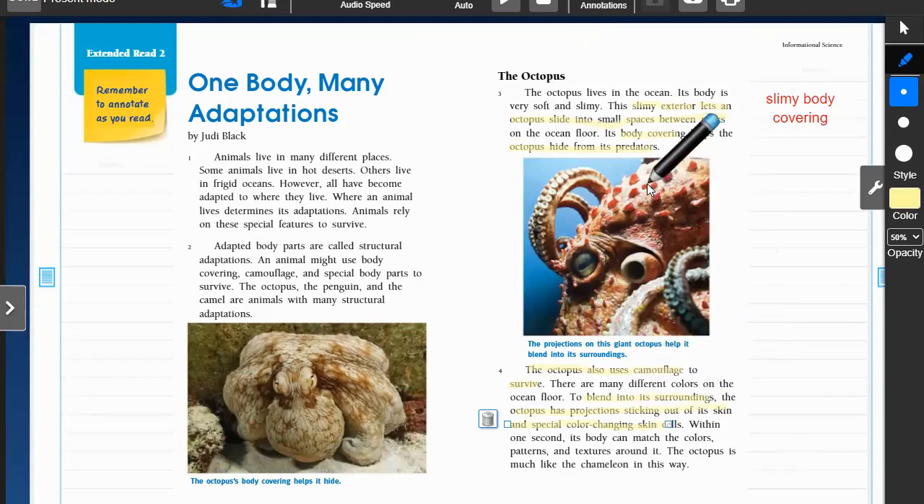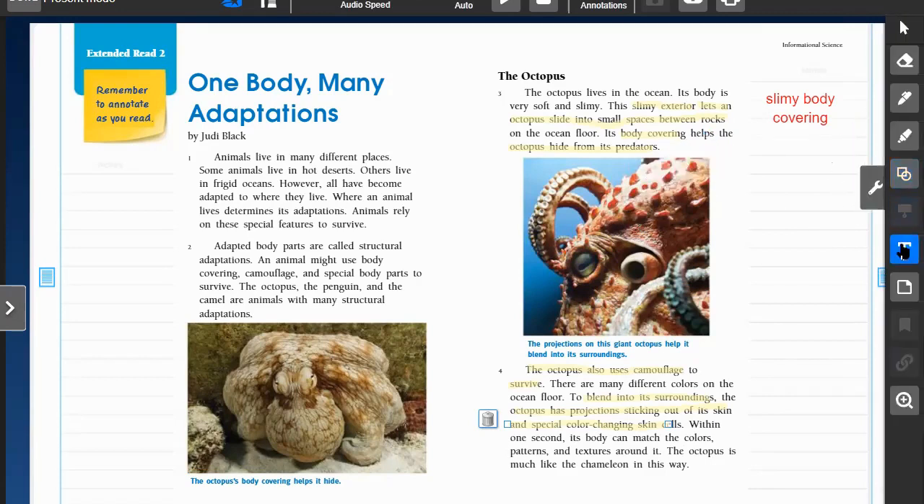And let's look at this picture. Look at these things sticking out of its body. Those must be the projections. And actually, let's read this. The projections on this giant octopus help it blend into its surroundings. So yep, those little bumpy things we see sticking out are the octopus's projections that help it camouflage.